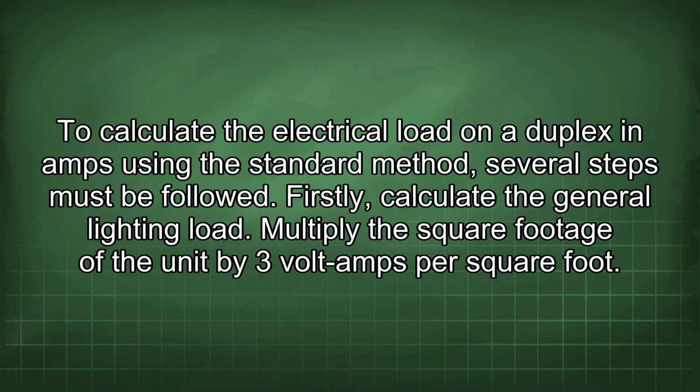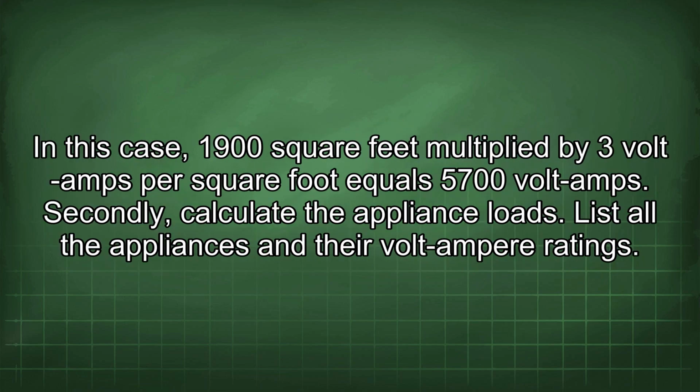To calculate the electrical load on a duplex in amps using the standard method, several steps must be followed. Firstly, calculate the general lighting load. Multiply the square footage of the unit by 3 volt amps per square foot. In this case, 1900 square feet multiplied by 3 volt amps per square foot equals 5700 volt amps.